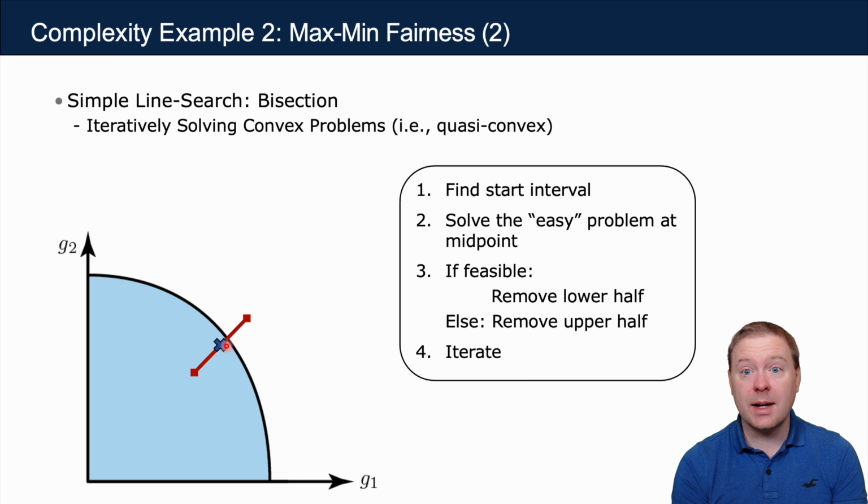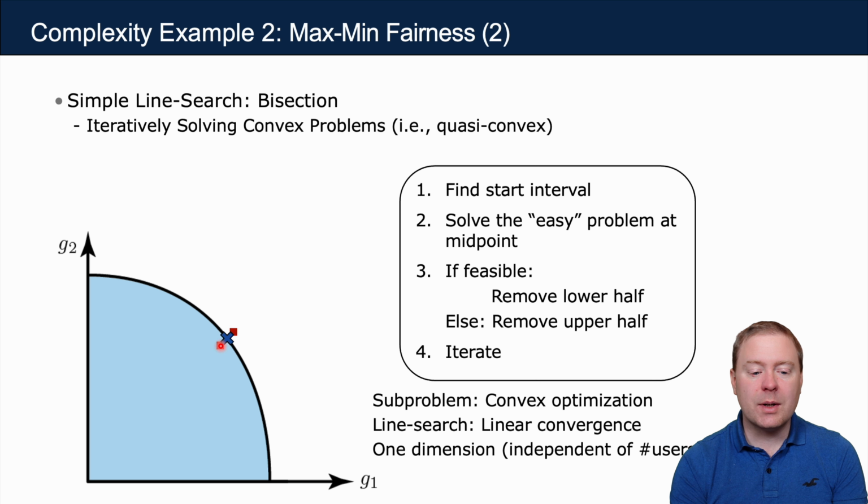This point is inside the region, so we can take away everything that is further down. The next point is outside the region, so we remove this thing, and very quickly we converge to a very small interval which is around the true optimal point. So what we have designed now is an iterative algorithm where every subproblem is a convex optimization problem, the easy problem. And this iterative procedure is very efficient.